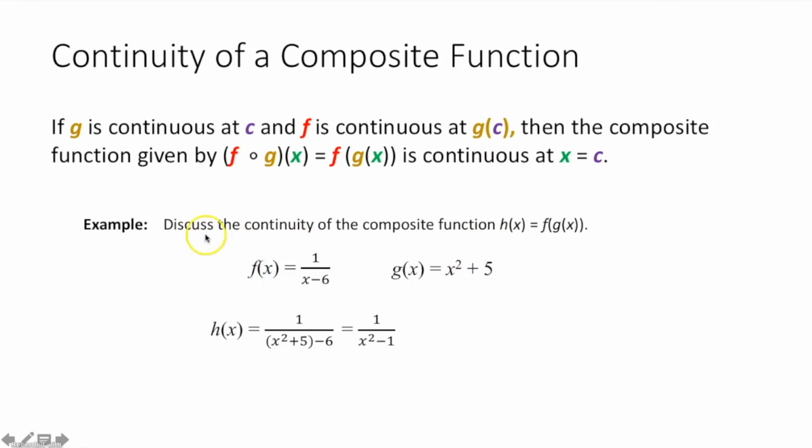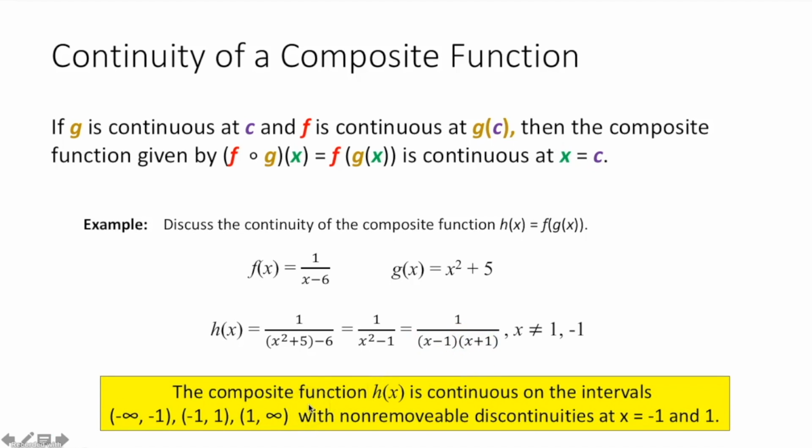Now, if we want to discuss the continuity of this composite function, what we need to do is figure out, are there any holes or asymptotes for this particular function? Well, if we factor this out, we get 1 over x squared minus 1 is the same as 1 over x minus 1 times x plus 1. So we know that our function h is going to have an asymptote at x is equal to 1 and x is equal to negative 1.